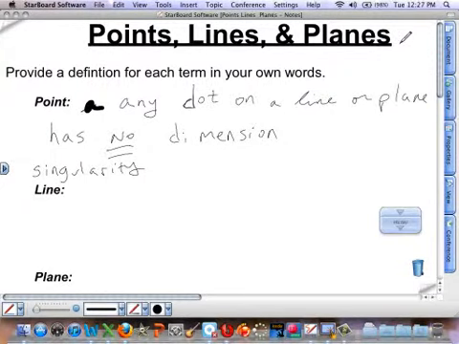Okay, what about a line? Definition for a line. Okay, guys, think about it. You graded your definitions last night. What are the definitions you came up with for a line? Mackenzie: It has only one dimension, which is length. Okay, so it has one dimension.